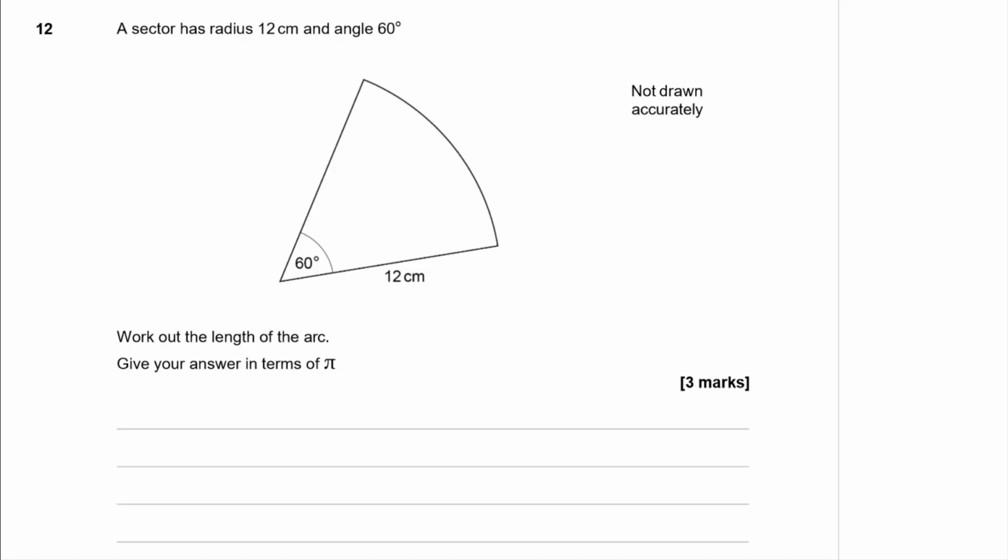Question 12. A sector has radius 12 centimeters and angle of 60. Work out the length of the arc. Give your answer in terms of pi. Right, the arc length. Now, an arc length is part of the circumference of a circle, isn't it? So if we know what the circumference of the circle is and we work out what fraction of the circle we've got, we should get the arc length of the sector.